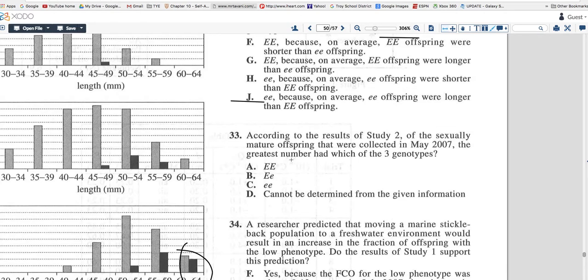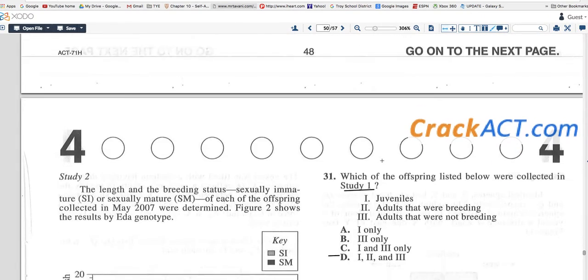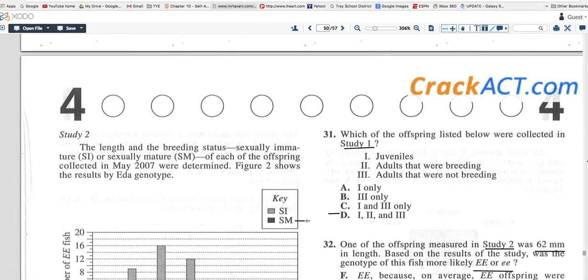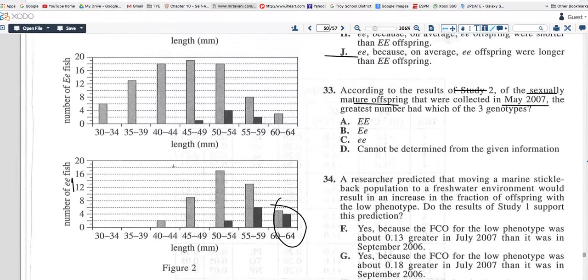What you need to underline as well is study 2 and then the sexually mature offspring, because that's what defines these fish. And it's also in May of 2007. So you're only looking for SM, because what is SM? That is sexually mature. So you only care about the dark ones.